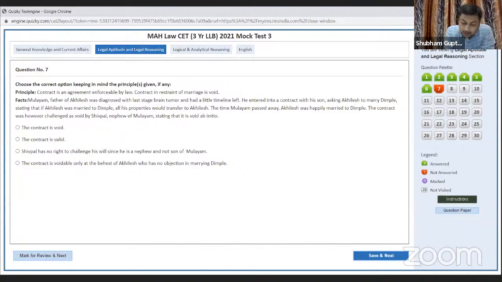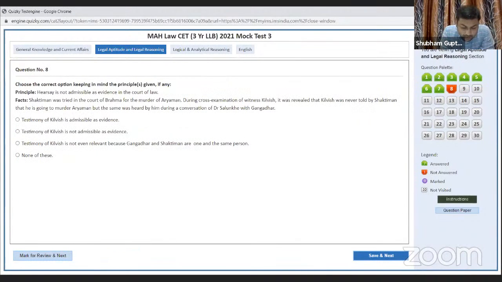Akhilesh was happily married. The contract was, however, challenged as void by Shivpal, nephew of Mulayam, stating that it is void ab initio. But can he challenge? He was not a party in the contract, so he cannot challenge. So the contract should be valid.